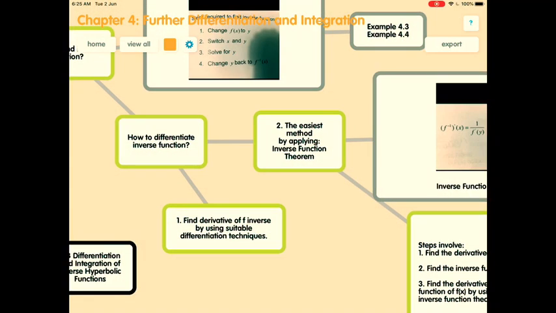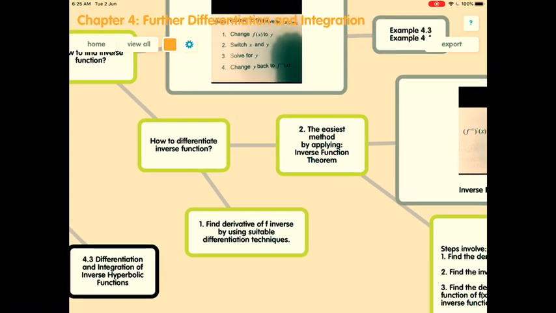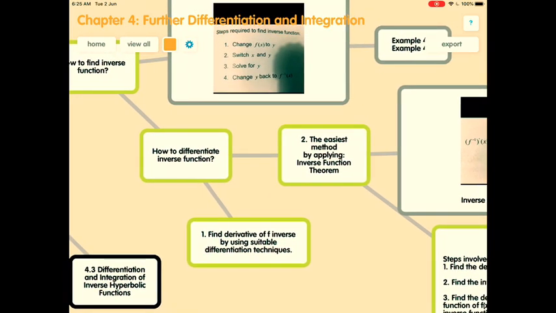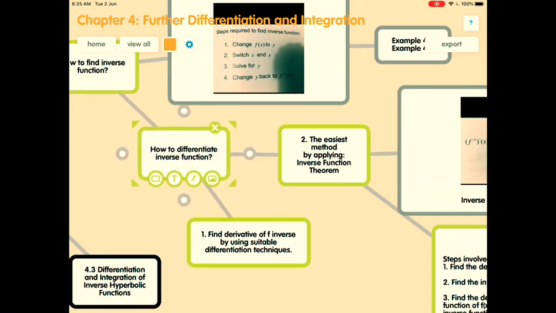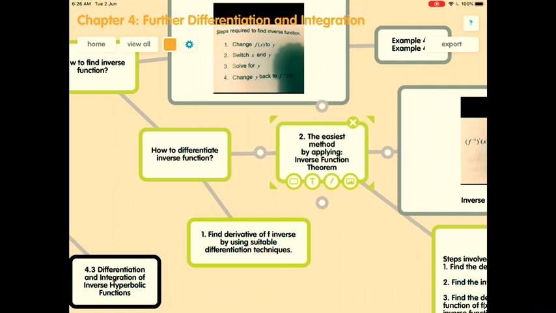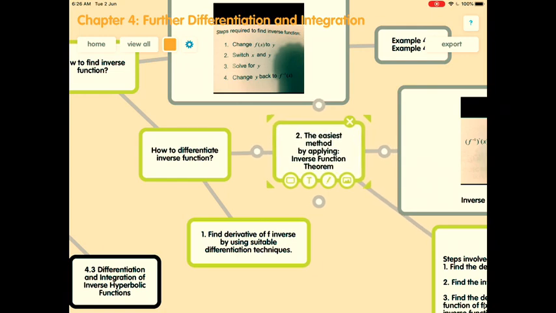All right, so just now, we already know how to find the inverse function. Let's see how to differentiate the inverse function. There are actually 2 methods. We have the easiest one. If using the easiest one, it means that we are applying the inverse function theorem.